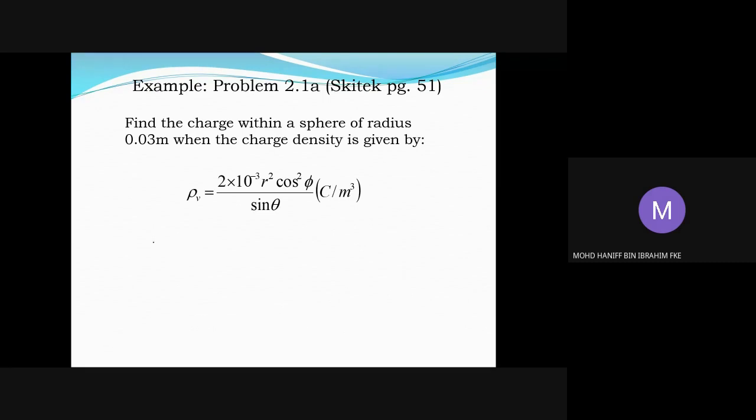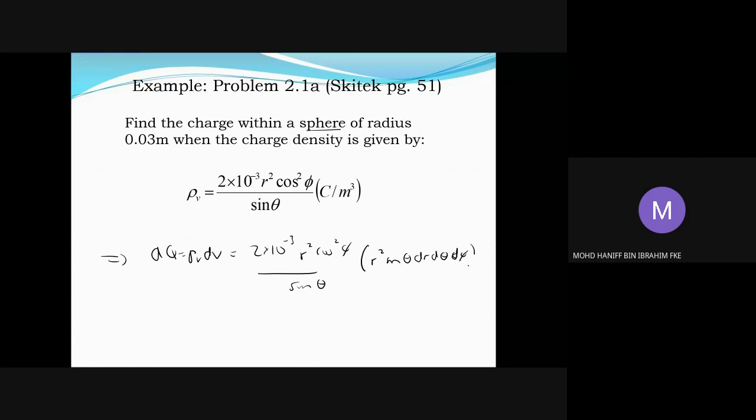Again, just as a hint, the dq will be simply rho v dv. We have dv given here, which is 2 times 10 to the power of negative 3 r squared cosine squared phi over sine of theta. The dv, it's a sphere structure, so again the dV will be r squared sine theta dr d theta d phi. You can cancel out all of this; sine theta and sine theta can be cancelled out. And finally, we can find the total charge Q by simply integrating rho v dV, or integrating this particular equation.